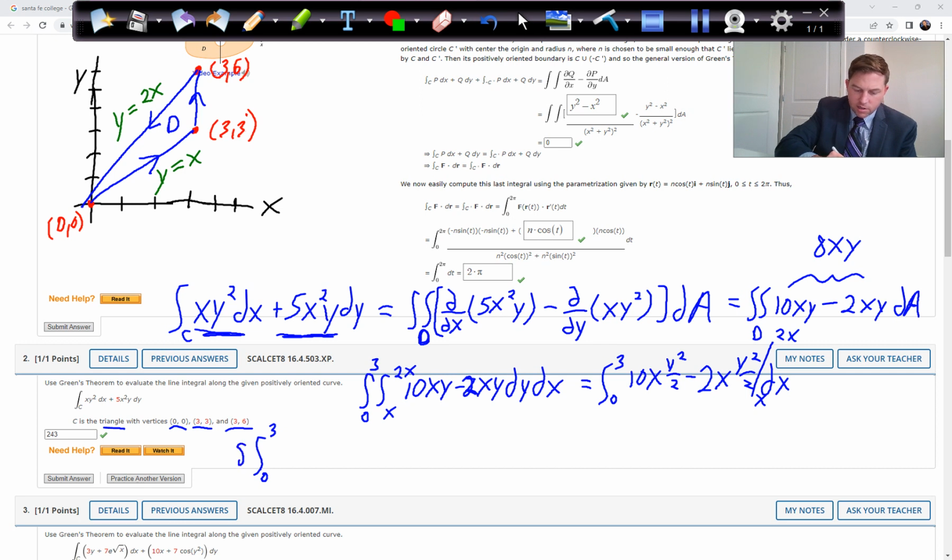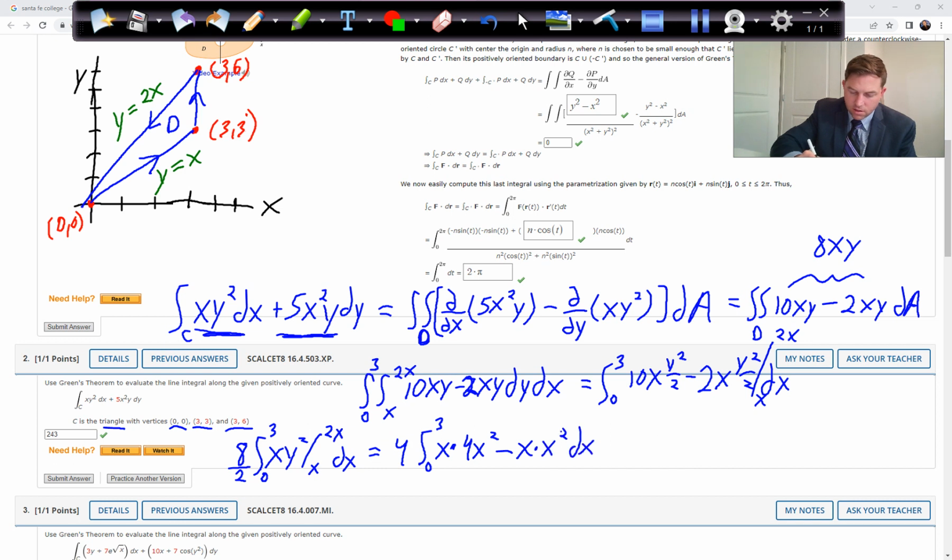We're going to get 8 over 2, which I'm going to pull out, because there's a divide by 2 in both those terms. And it's going to be xy squared from x to 2x dx. This will equal 4, integral from 0 to 3, of x times (2x) squared, which would be 4x cubed, minus x times x squared. And so we're going to get 4, integral from 0 to 3, of 4x cubed minus x cubed, which is 3x cubed, dx.